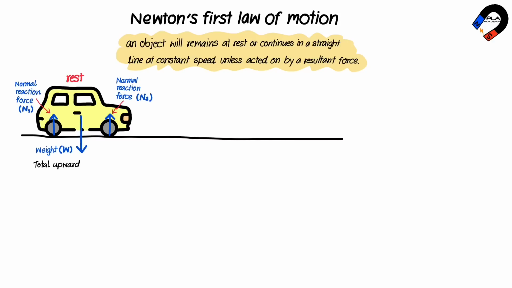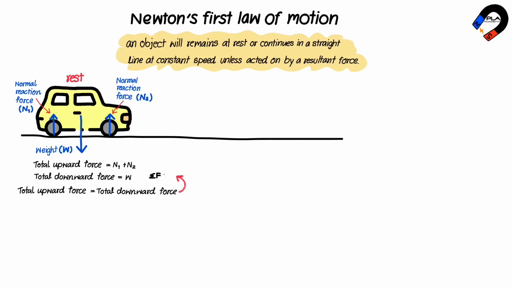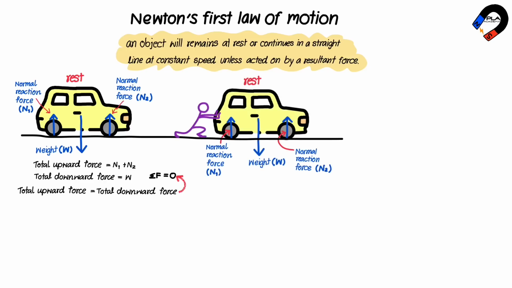Total upward force is N1 plus N2. Total downward force is W. Total upward force is equal to total downward force, and the resultant force is 0. A force of 200 newtons pushes a car forward, but friction acts on the car in the opposite direction with a force of 200 newtons. The resultant force on the car is 0, so the car remains at rest.